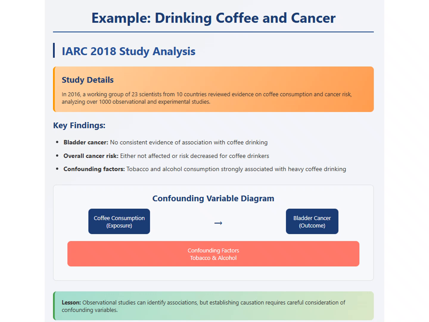I want you to pause here and think of other potential confounding variables in health research. What about socioeconomic status, age, geographic location, healthcare access? These variables can confound almost any health study, which is why statistical analysis is so important.